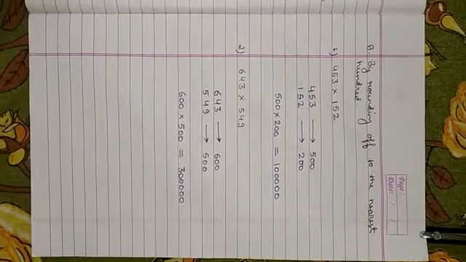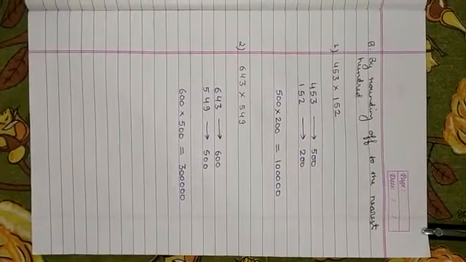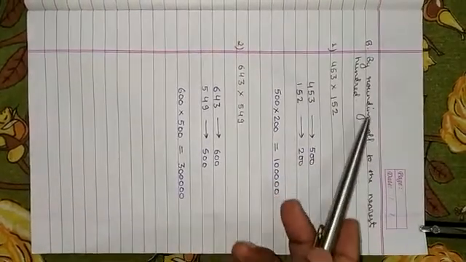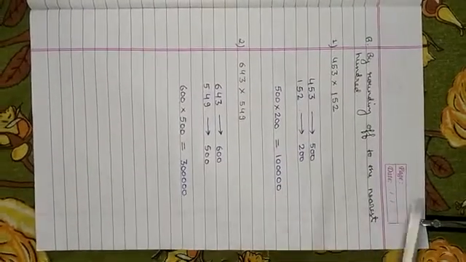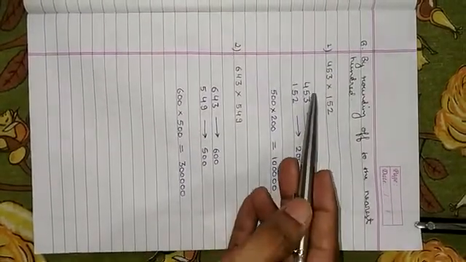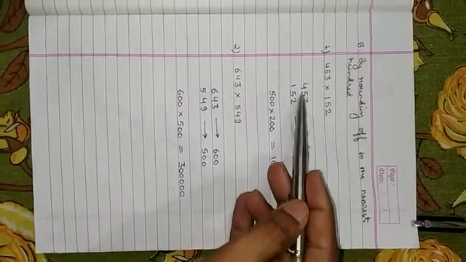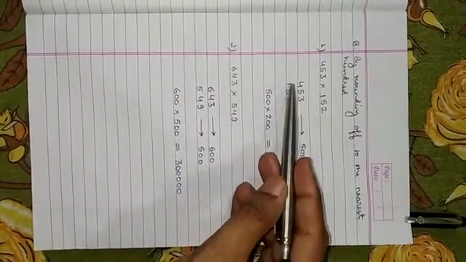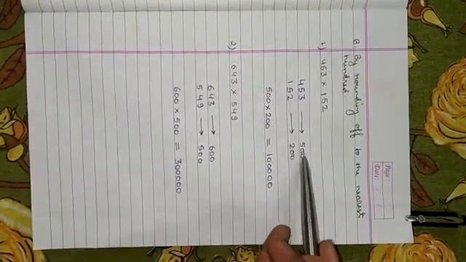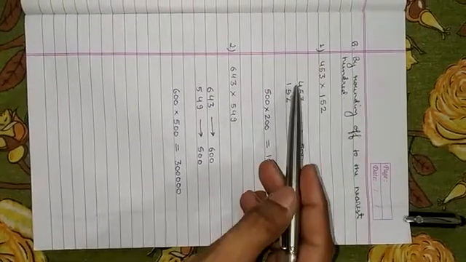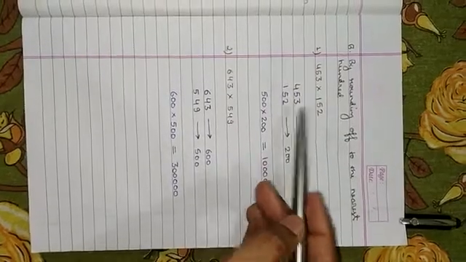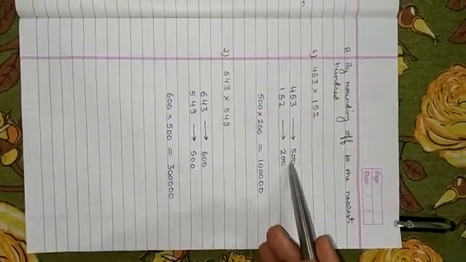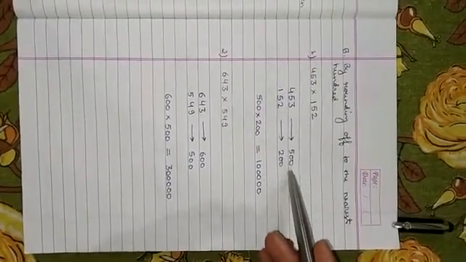B part, by rounding off to the nearest 100. We have to find this product by rounding off to the nearest 100. In the nearest 100, we have to check the last two digits. If it is 50 or greater than 50, then we will round off this number to the higher number. Means if 453, okay, 453 will round off to 500.